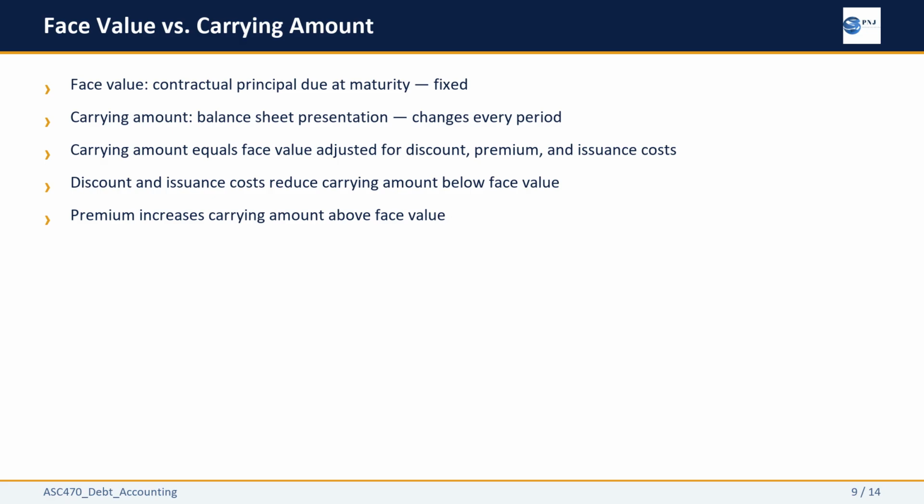The carrying amount at any date equals face value minus unamortized discount minus unamortized issuance costs plus any unamortized premium. Memorize that formula. You will use it constantly.